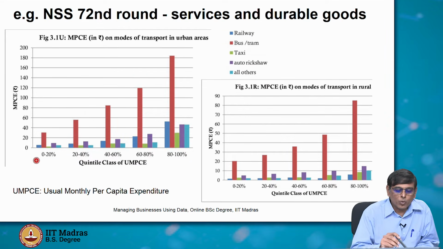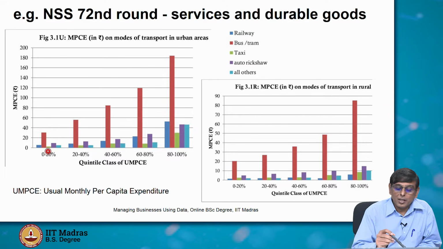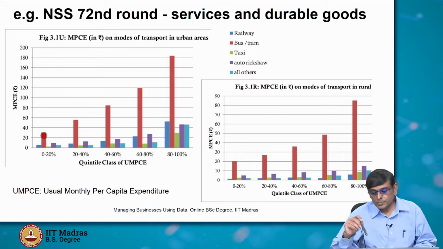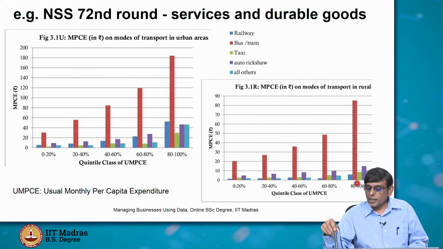Whereas if you take the bottom quintile, they are hardly spending any money. You can see that even for these people, the bus is the biggest form of transport, about 30 rupees. But if you go to rural areas, even the top quintile are spending the most on bus.